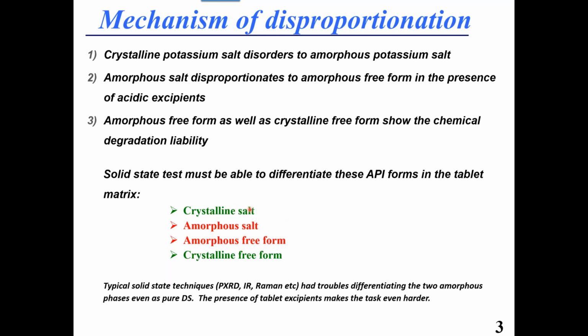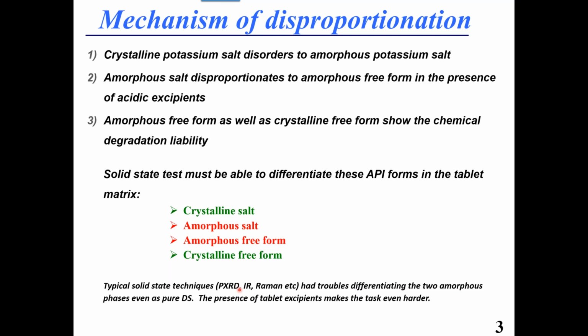So the crystalline potassium salt itself, the amorphous salt when it amorphizes, then when it disproportionates to amorphous freeform, the amorphous freeform itself, and potentially even the crystalline freeform if the amorphous freeform crystallizes to crystalline freeform. And you already guessed that we're going to use solid-state NMR from my title. So just to put it in perspective, of course, we tried pretty much all the arsenal of solid-state techniques, X-ray, vibrational, and so on.